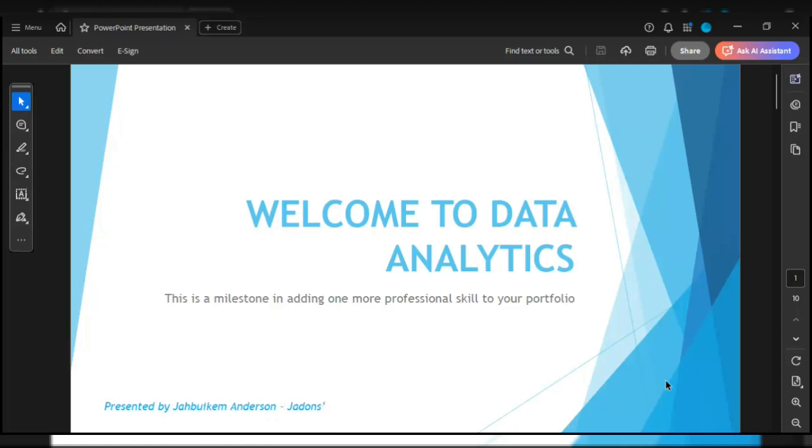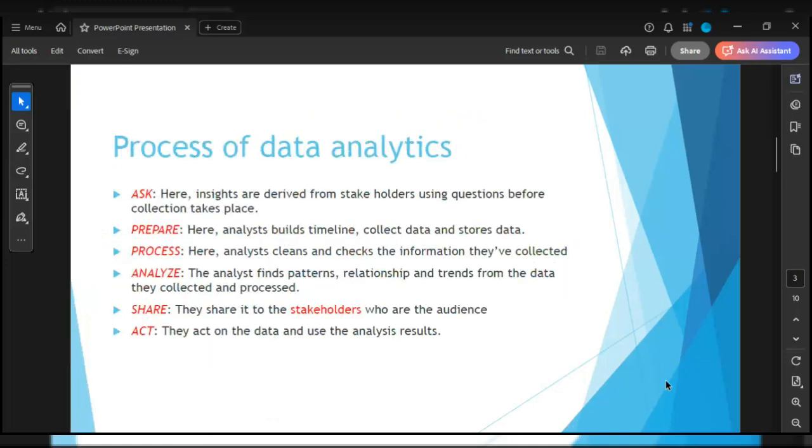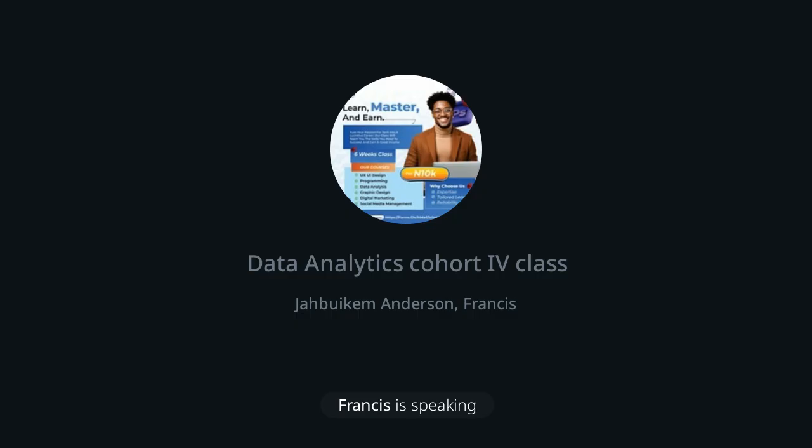So now we are going to digest the processes of data analytics. We have highlighted the 6 processes that we use for analyzing data. Now, these 6 processes emanate from the 4 other processes of data analytics, but I decided to simplify all of them so that we can have them at our beck and call. The first is the ask process.